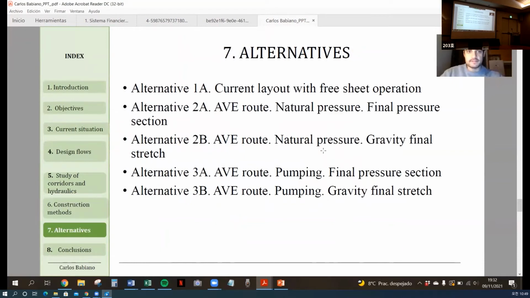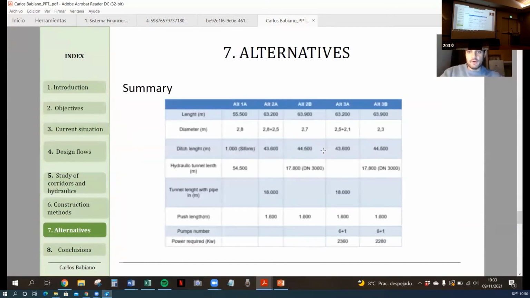And then, taking a look at the alternatives, we have considered 5. The alternative 1A is the current layout with free sheet operation. Alternative 2A is the railroad high-speed road, with natural pressure, final pressure section. And then alternative 2B with natural pressure but gravity final stretch. Alternative 3A with final pressure section. And alternative 3B with pumping and gravity final stretch. All of them are following the railroad. And as a summary, we have all the points here.